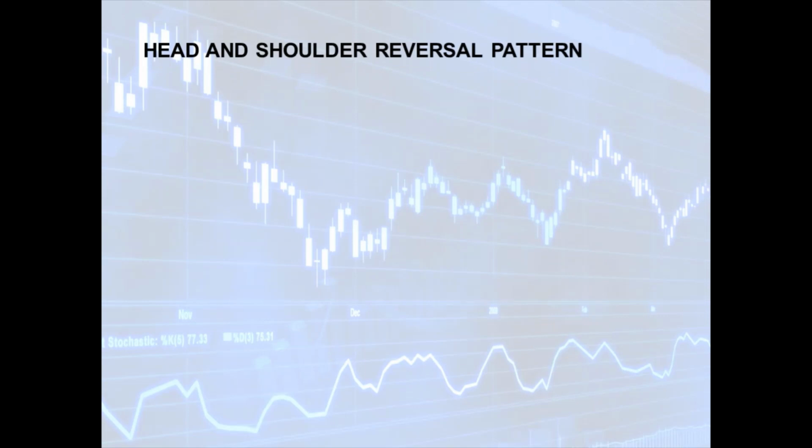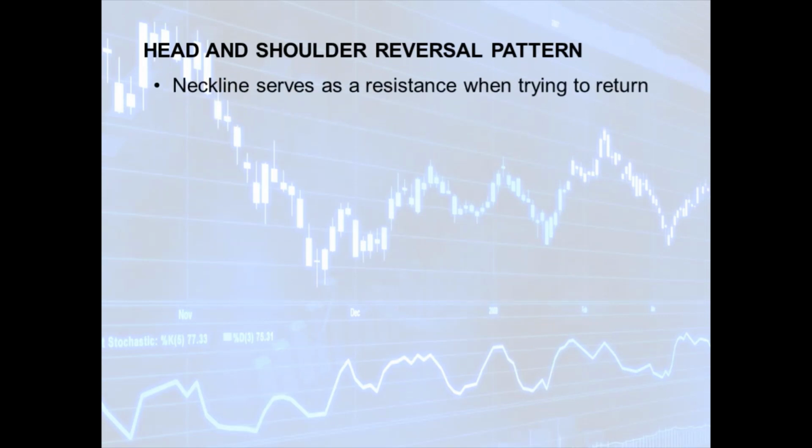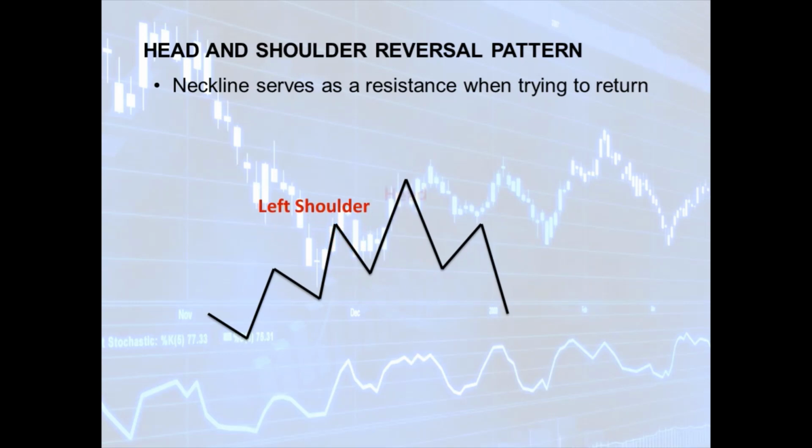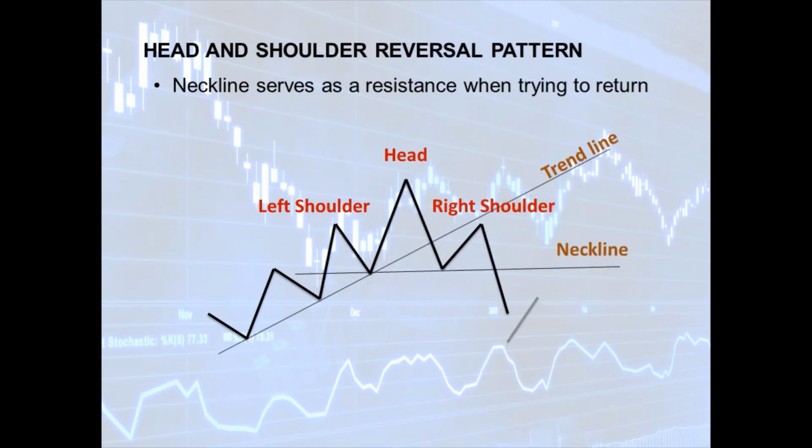From the drop of the right shoulder and passing through the neckline, which serves as a support, if the price tries to return, the neckline will now serve as a resistance. And when it bounces down, a strong downtrend is evident. In some cases, as the volume is increasing during the drop, the price may not even return to the neckline level and goes down and forms a downtrend line.